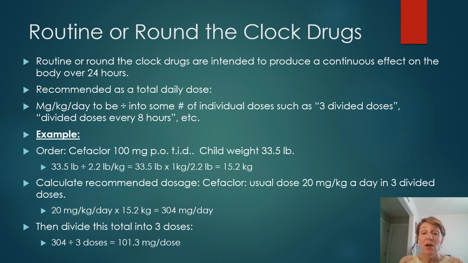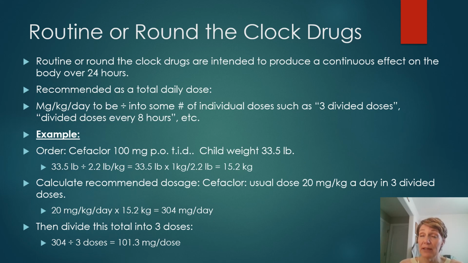So cefaclor, 100 milligrams PO, 3 times a day or TID, and the child's weight is 33.5 pounds. So the first step I want to do is to calculate how many kilograms this child weighs. So remember, 33.5 pounds divided by 2.2 pounds per kilo. And that gives me, in tenths, 15.2 kilograms for this child. So now I'm going to use my 15.2 kilograms and begin to calculate how this dosing will be.